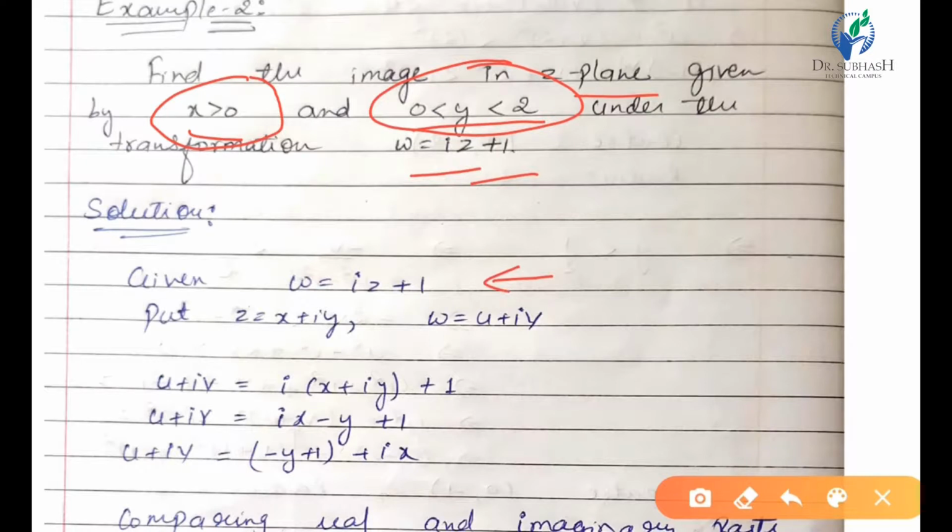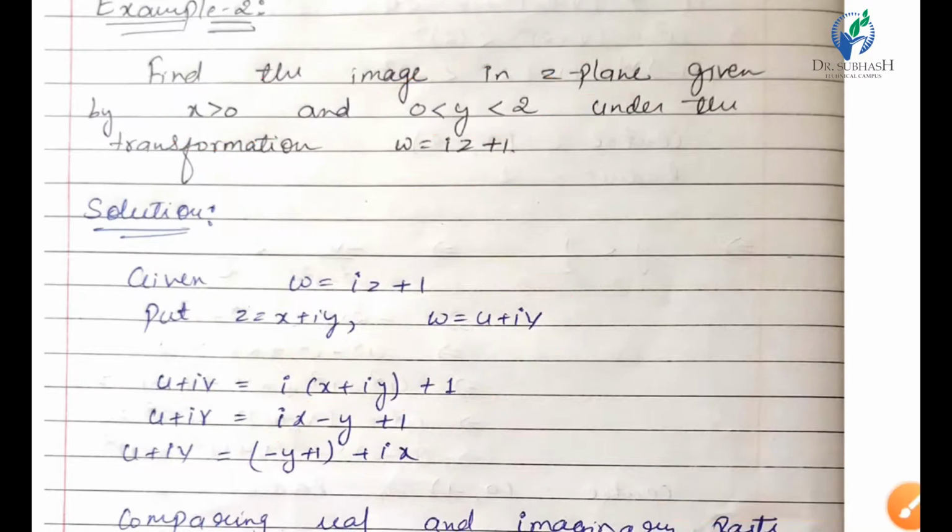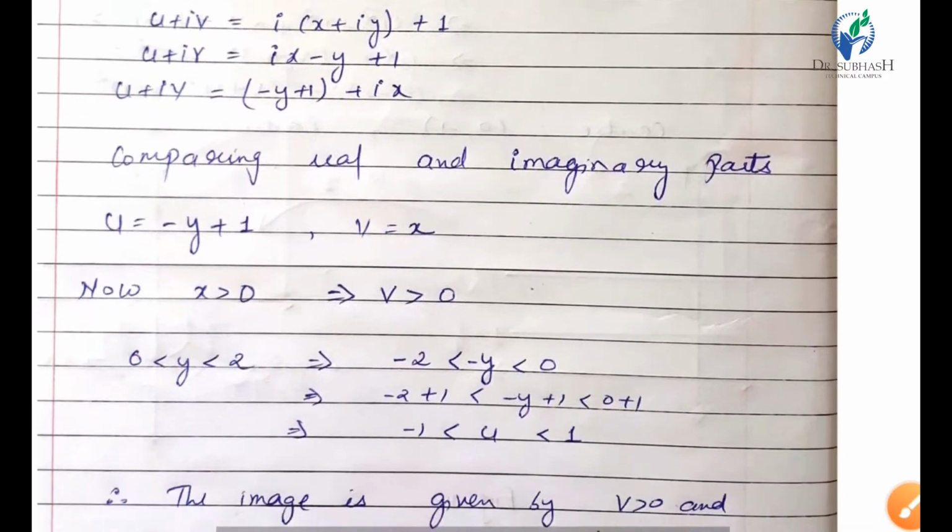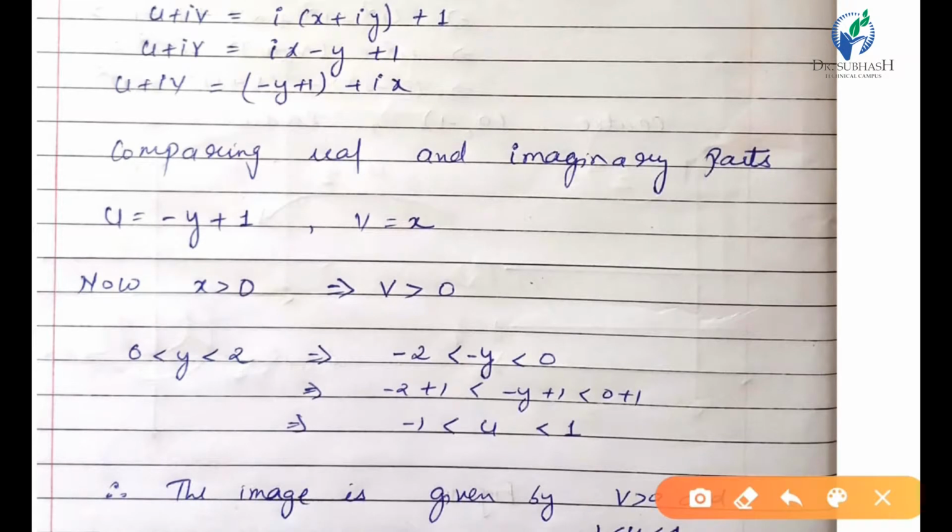We know that z equal to x plus iy, w equal to u plus iv. We will substitute here. So we get u plus iv equal to i times (x plus iy) plus 1. We will multiply this i inside. We get ix. i into i is i square, that is minus 1. So minus y plus 1. Now on simplifying, we get u plus iv equal to minus y plus 1 plus ix. We have just rearranged the equation.